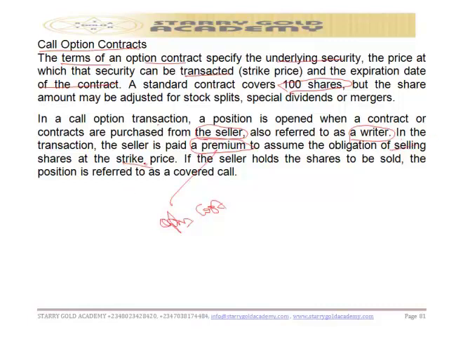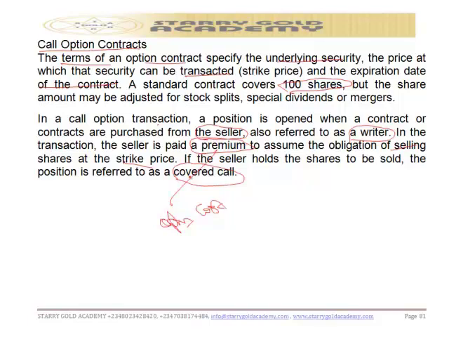And if the seller holds the shares to be sold, the position is referred to as a covered call. Covered call is when you have the shares to sell. But if you don't have the shares to sell, and are required to go and buy them from the market, that is what you call an uncovered call or naked call.